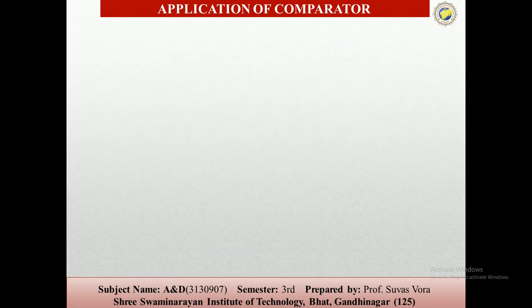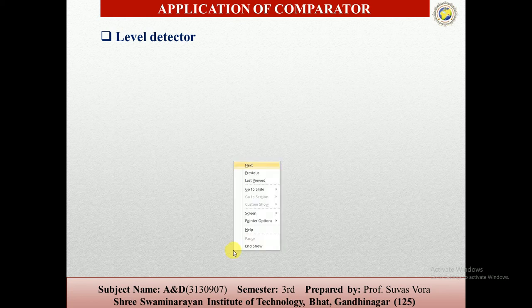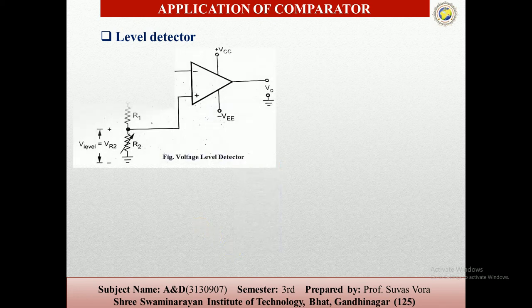Now the next detector is the level detector. A level detector is nothing but a voltage level detector. One of the op-amp input terminals is applied with the input voltage level which is to be detected, and the non-inverting terminal is biased with V level, so that the voltage drop across R2 can be used to set the level to be detected.